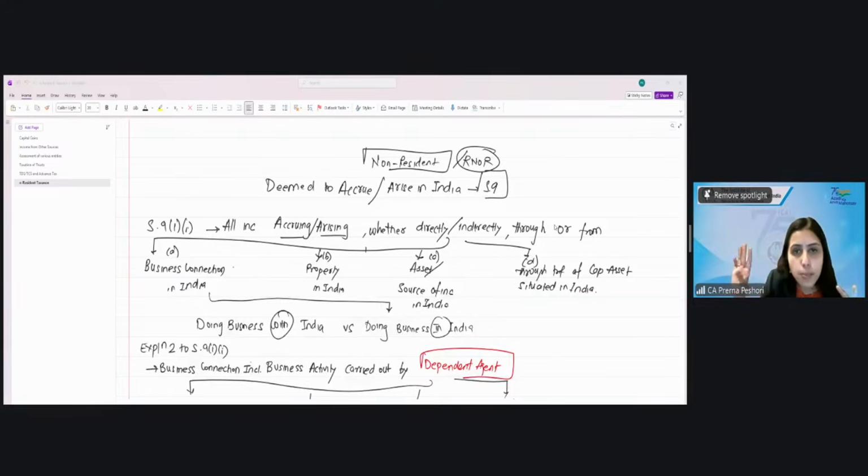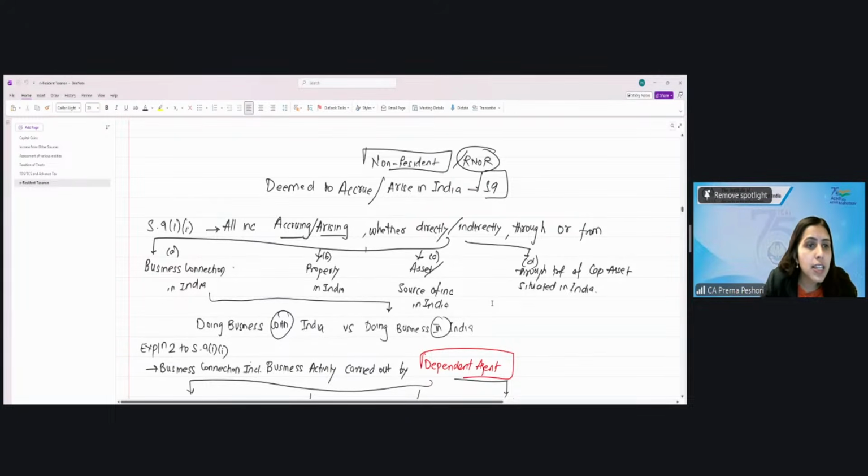It is different from the concept of due. Due is, for example, if you are working for the entire month, your salary will become due on 1st of next month, when you get the right to receive the salary from the employer. But it accrues every day when you are working, right? So accrue means when you have the right to receive the income. That is accruing or arising. What is deemed to accrue or arise? Even if it doesn't accrue or arise, it will be deemed to be accruing or arising in this situation.